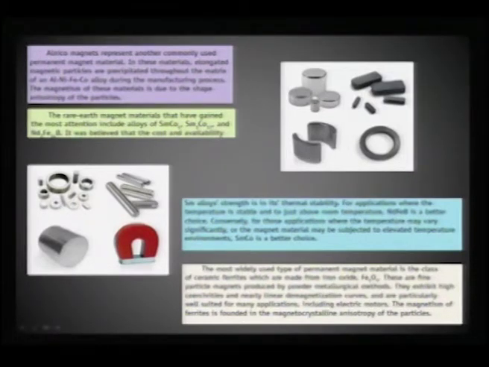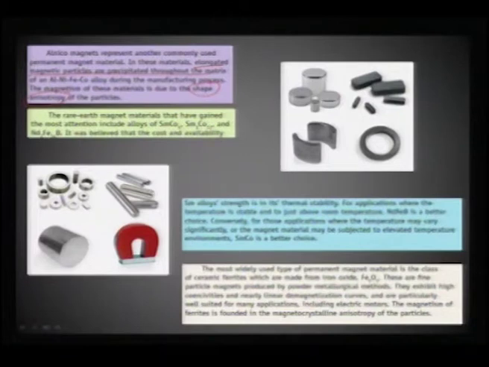Alnico is one of the magnets used as a permanent magnetic material. In these materials, elongated magnetic particles are precipitated throughout the matrix during the manufacturing process, and therefore in the case of alnico, what is important is the shape anisotropy, and this is usually spin cast into a particular form. Therefore, the shape anisotropy is more important as far as alnico is concerned.